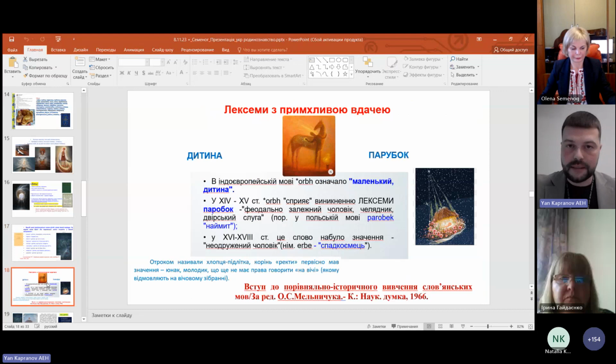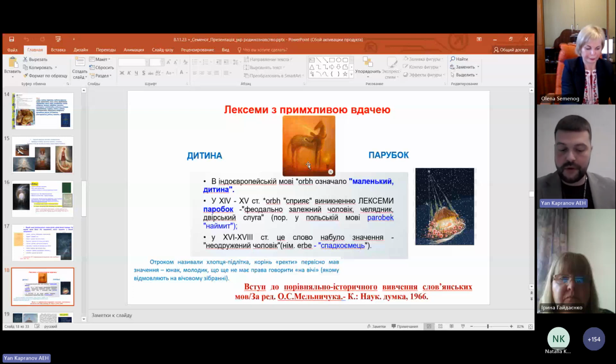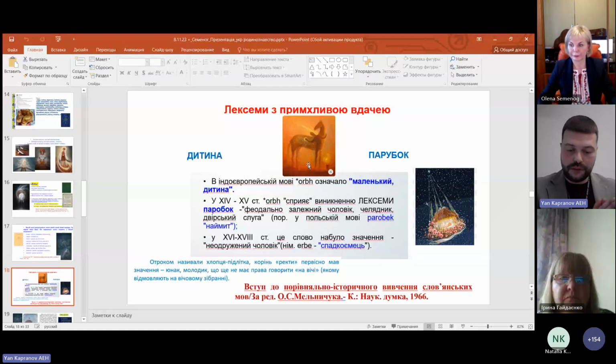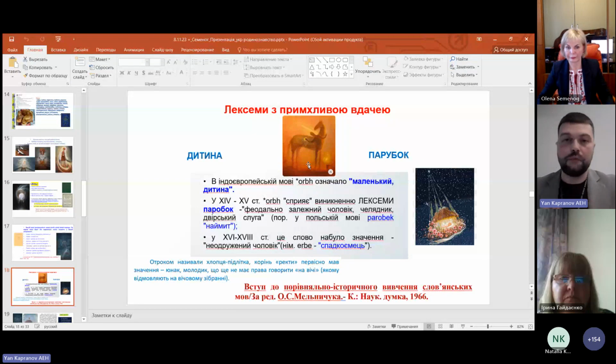Then, on the next slide, among the presented lexico-grammatic group of words, there are lexemes with rather captious character. And these are the differences between child and parubok, it's like a boyfriend. You see that in Indo-European orf, it meant someone little, child, and orf contributes to the emergence of the term parubok, or the boyfriend. Let's call it like a boyfriend, feudally dependent man, journeyman, court servant, but in Polish parubok, hired man.